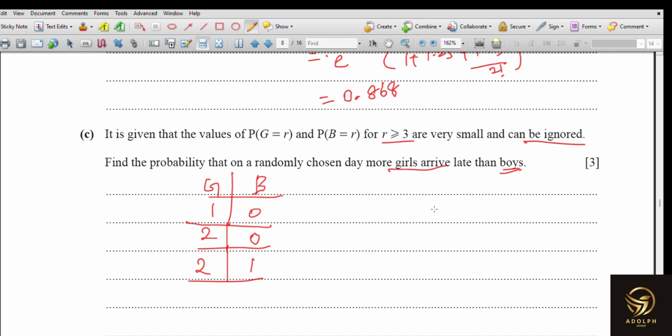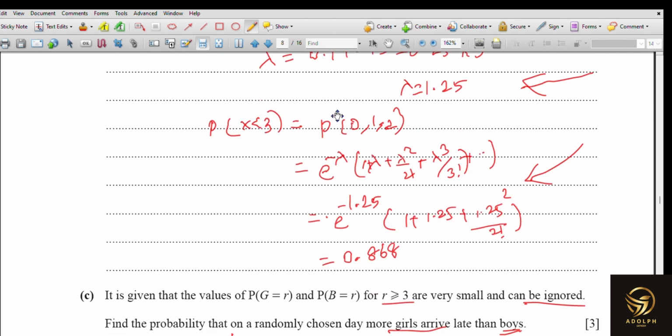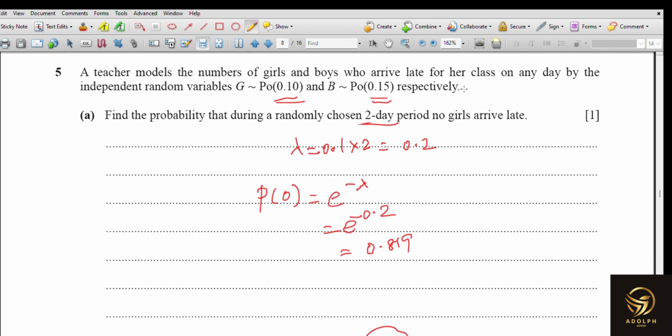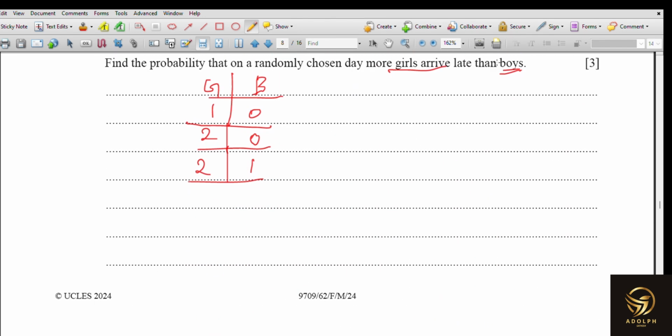Find the probability that on a randomly chosen day more girls arrive late than boys. So now let's do this. We want the combinations, we did it already. For that combination, we are calculating just for 1 day, because 1 day, 2 days, accordingly we will have to do. And the same lambda values given here are what we are going to take, because that is for 1 day, for any day.